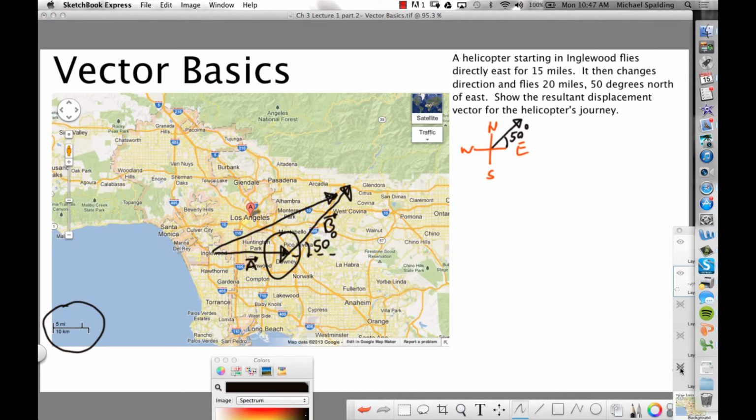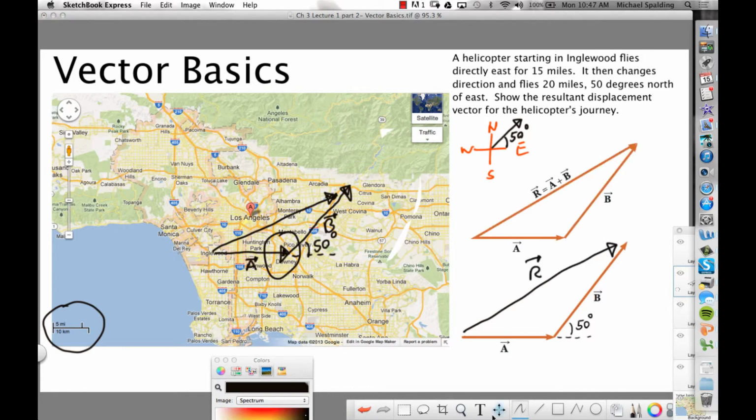So I have this scanned in here. So here's vector A, right? 15 miles east. Here's vector B. Place them tip to tail like that, right? The resultant vector is going to be this, okay? Or in other words, like that.